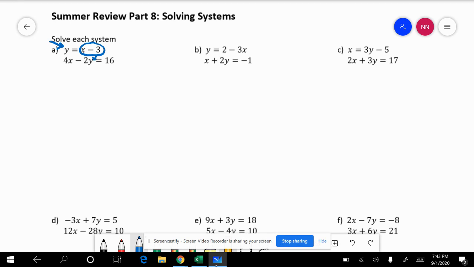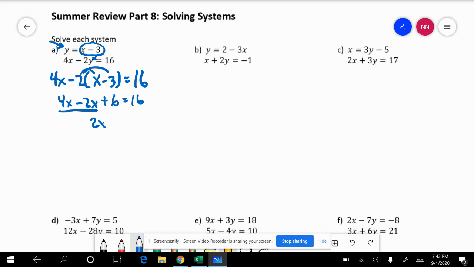Since y is equal to x minus 3, we're taking our second equation and we're rewriting it so that instead of a y, what we have is an x minus 3. Now we're going to distribute the negative 2 to each of the terms. So we have 4x minus 2x plus 6 equals 16. We add the like terms, 2x plus 6 equals 16. We subtract the 6 and we get 2x equals 10. And x is equal to 5.